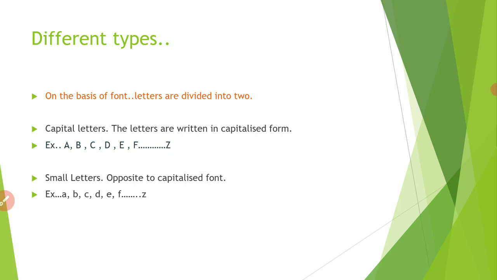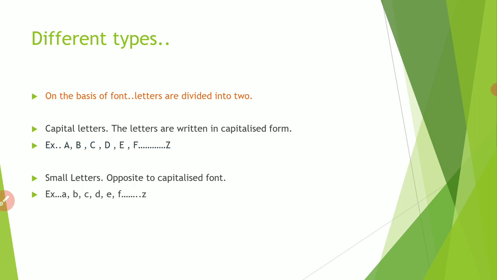So you all are very acquainted with this. Okay, so they are capital letters and small letters. Capital letter in the sense all the letters will be capitalized. Okay, and small letters means that is opposite to the capitalized letters, means the letters will be small.